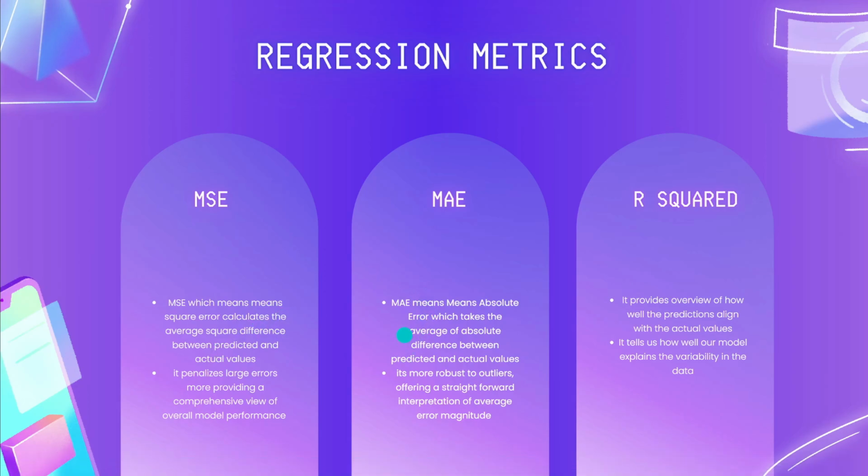Next we have the MAE, which means mean absolute error. Unlike mean squared error, mean absolute error takes the average of absolute difference between the predicted and the actual values. It's more robust to outliers and offers a straightforward interpretation of the average error magnitude. Next, let's talk about R squared. This metric measures the proportion of variance in the dependent variable that is predictable from the independent variable. In simpler terms, it tells us how well the model explains the variability in data. So these are the most commonly used regression metrics for the model performance evaluation.